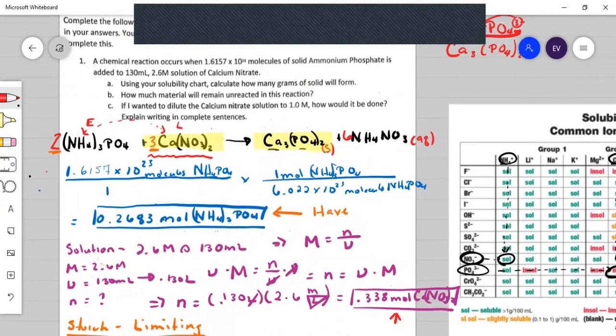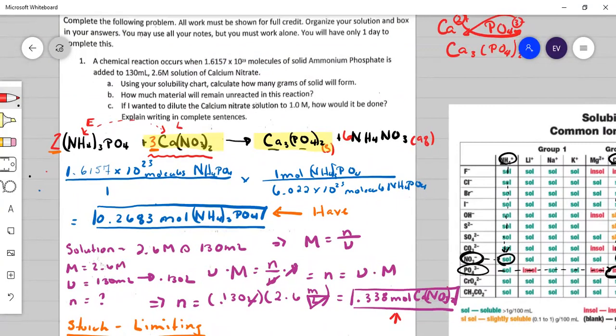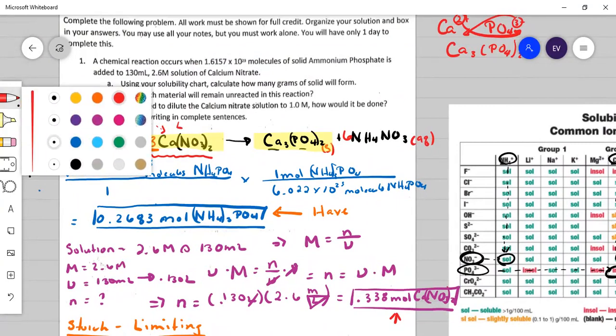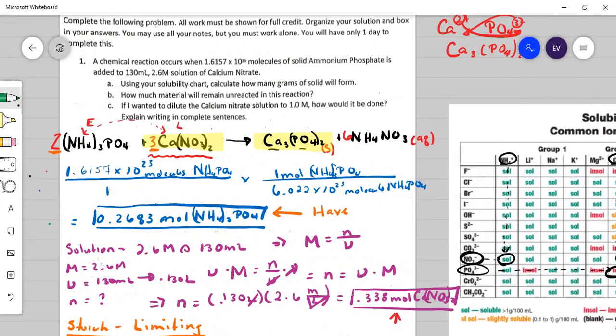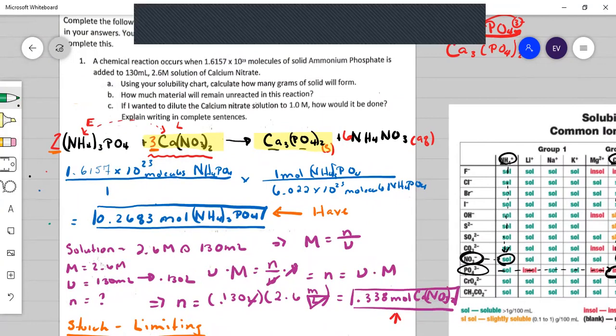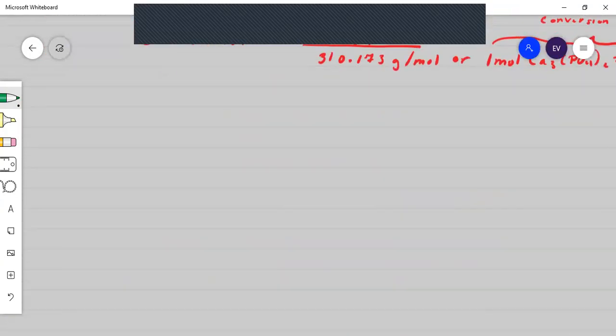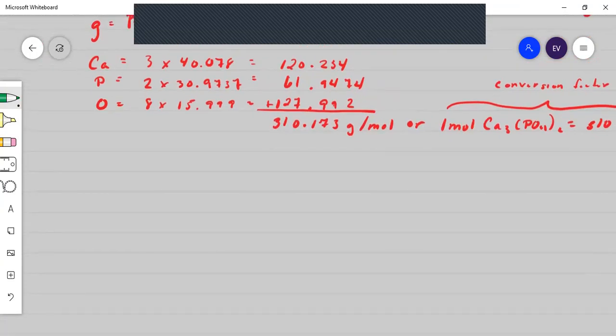Okay, so it says here, if I want to dilute calcium nitrate solution from 2.6 molar to 1 molar, how would it be done? Explain your writing in complete sentences. I'm going to talk in complete sentences, but I'm not going to sit here and write everything out because I don't want to waste you guys' time. So for 1C, it's a dilution.